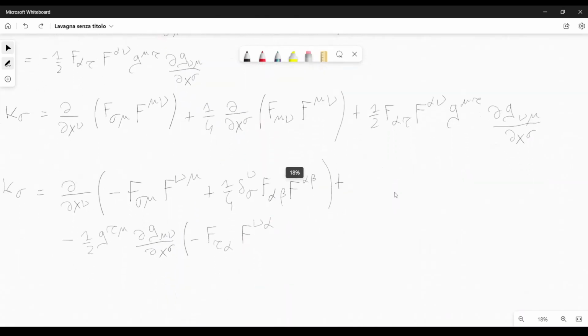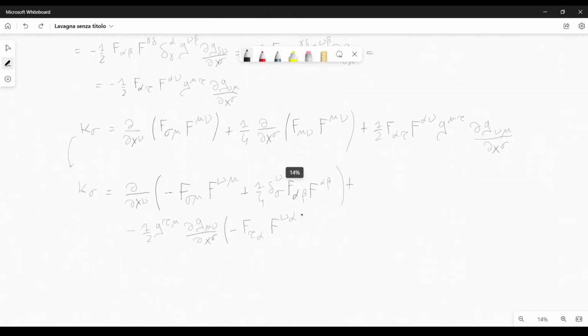And in principle here I should close the bracket like this, but I'm going to add one more term, and you will see that this term will give no contribution. So let me first write down the term. It will be very similar to this one. The term will be this one. We have 1 over 4 delta nu tau f alpha beta times f alpha beta.